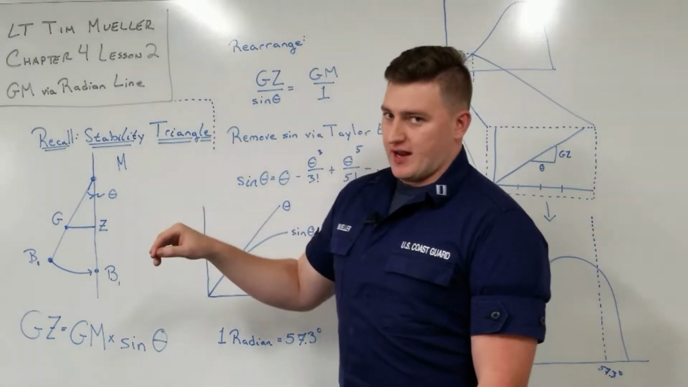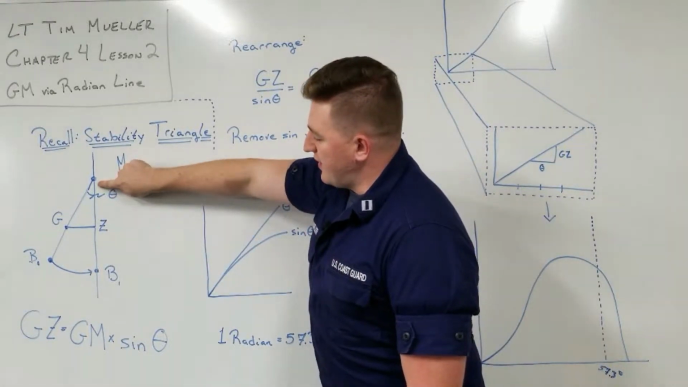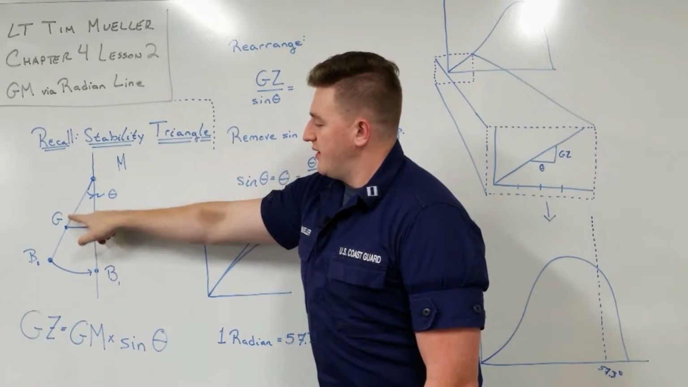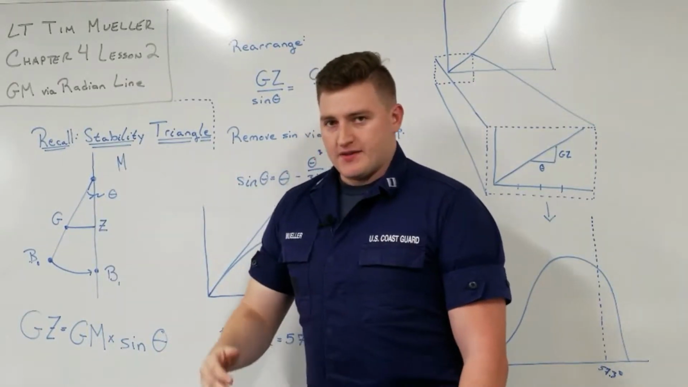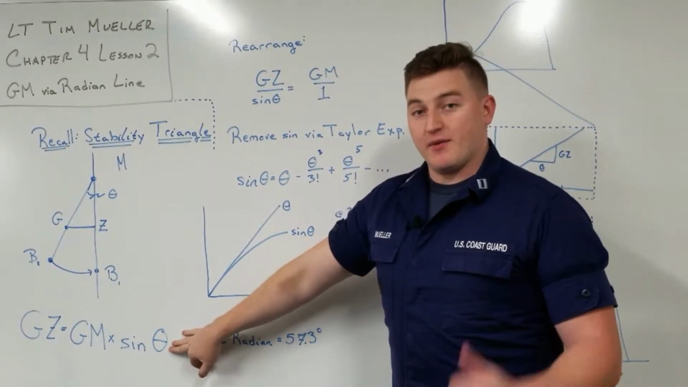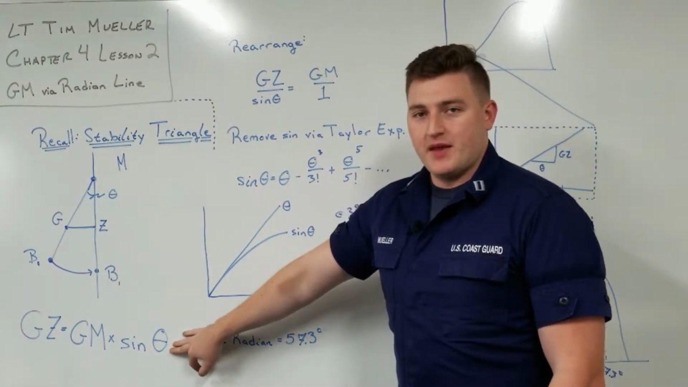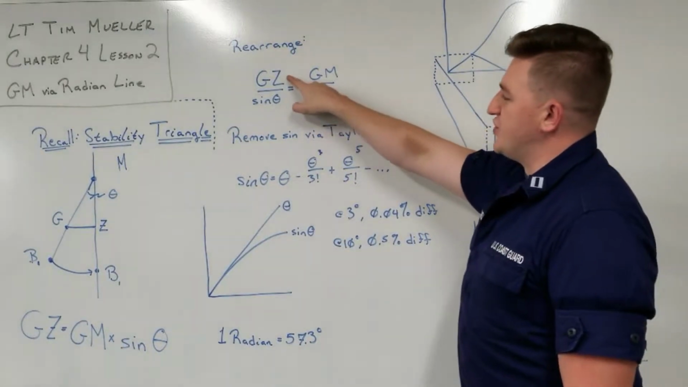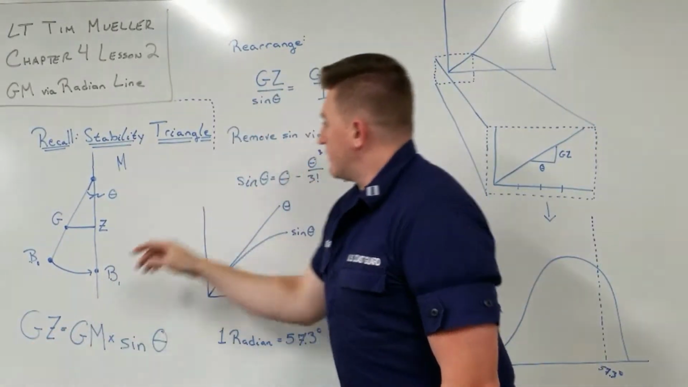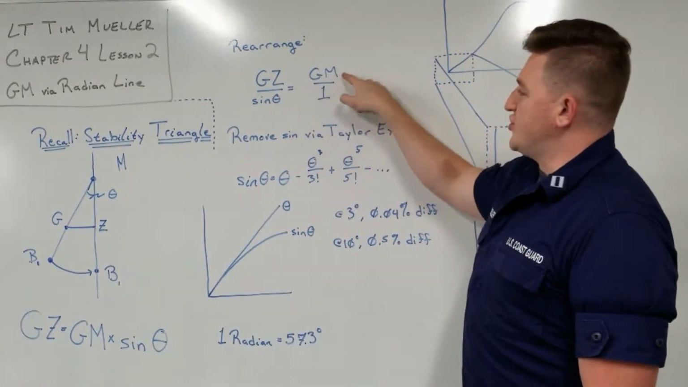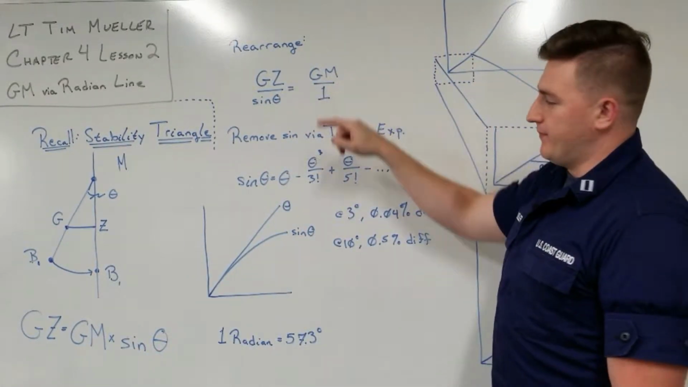And if you remember from trigonometry class, theta is this angle here, and so sine is just the relationship between the opposite side and the hypotenuse. Is there a way that we can manipulate this formula here in order to make it something more clear that we can use on the statical stability chart? Well, there is. If we arrange it here, we see GZ divided by the sine of theta equals GM, and then just divided by 1.